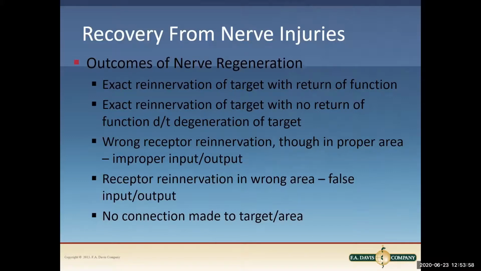The weird ones are down here: receptor reinnervation in the wrong area. And this is why I want to talk about it. I had an interesting patient once that had a complete tear of their musculocutaneous nerve. And it did reinnervate, but it reinnervated the triceps.